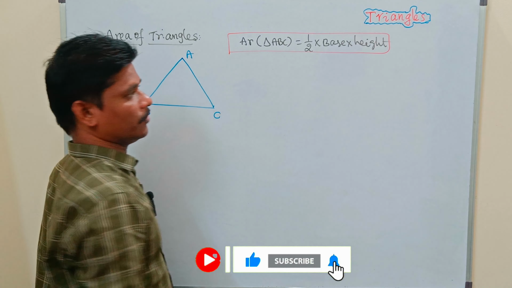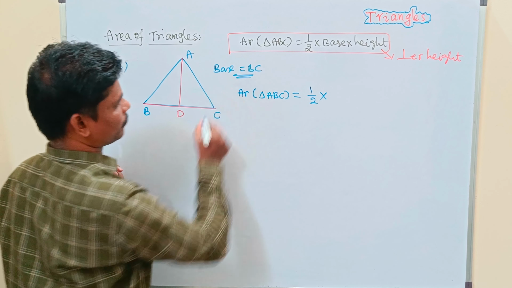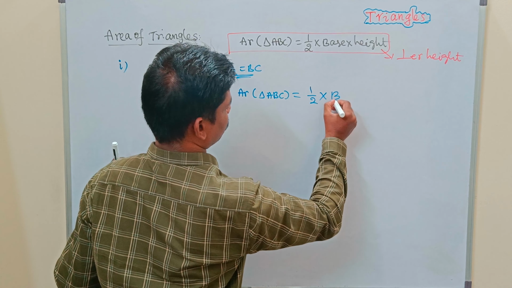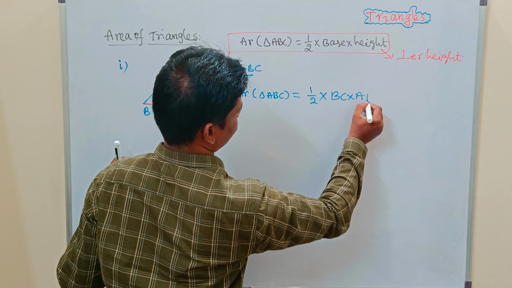Base into height. We know this formula. Observe here, the base is BC, and the height is AD. So the area of triangle ABC is equal to half into base into height. Here the base is BC, so it is half into BC into AD.